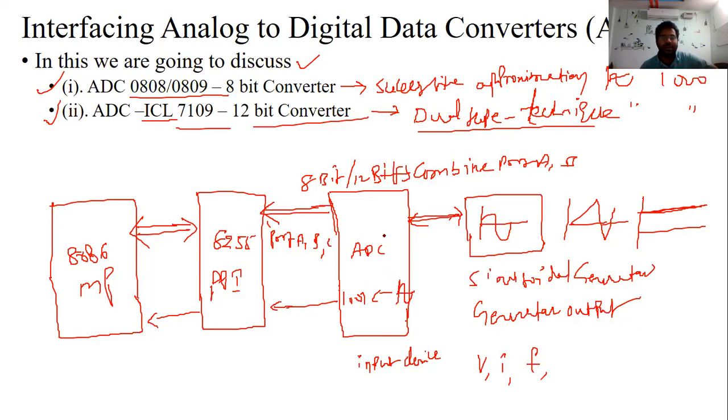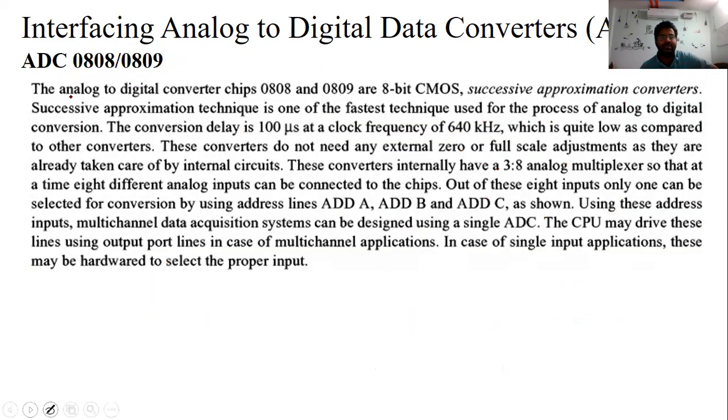Now see, what is this ADC? What is this 0808? How is it built? Now you can see it. This ADC 0808 or 0809, you know, is a successive approximation converter. We are using the technique called successive approximation to convert. What is the conversion delay? You can assume that the conversion delay is 100 microseconds.